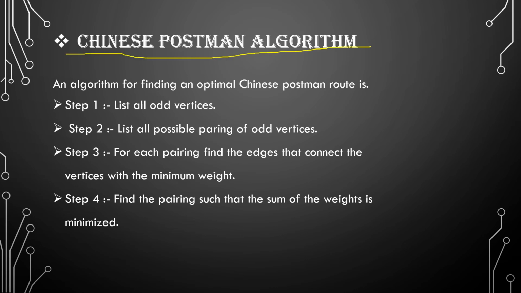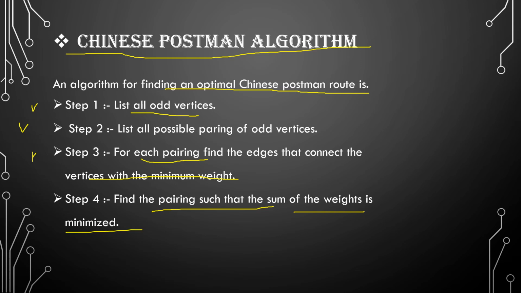The algorithm for finding the optimal Chinese postman route is as follows. Step one is to list all odd vertices. Step two is to list all possible pairings of odd vertices. Step three is, for each pairing, find the edges that connect the vertices with the minimum weight. Step four is to find the pairing such that the sum of the weights is minimized.